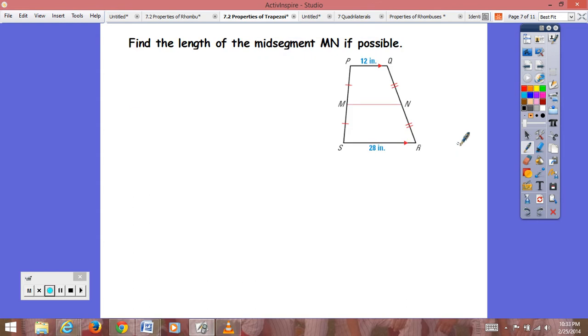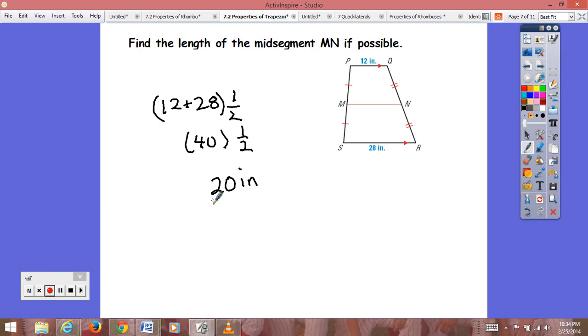So let's do an example of that. We want to find the length of mid-segment MN. And we know PQ is 12 and SR is 28. So to find this, we simply add 12 plus 28, and we're going to multiply that by 1/2. 12 plus 28 is 40, and 40 times 1/2 is 20, and we are in inches, so 20 inches.